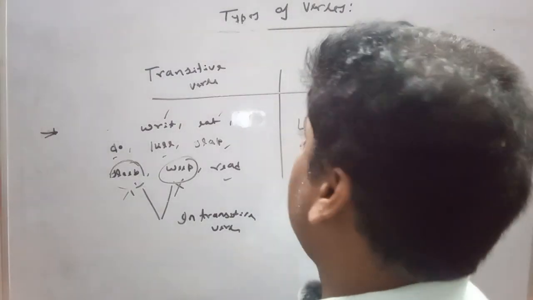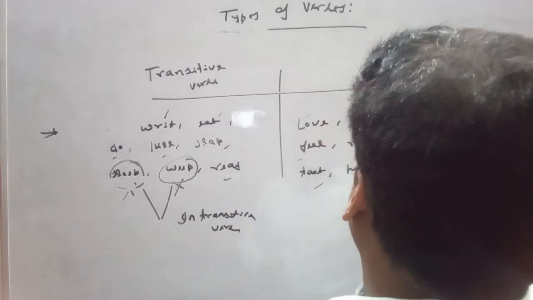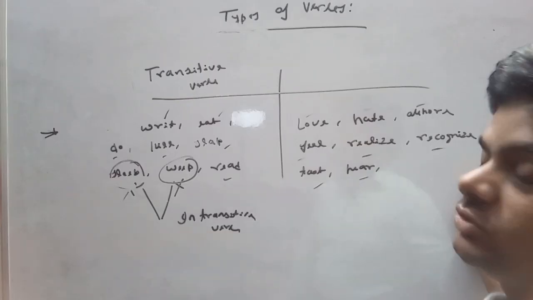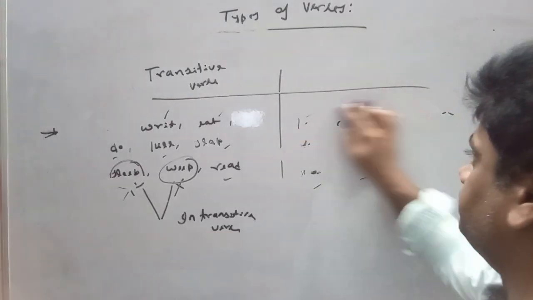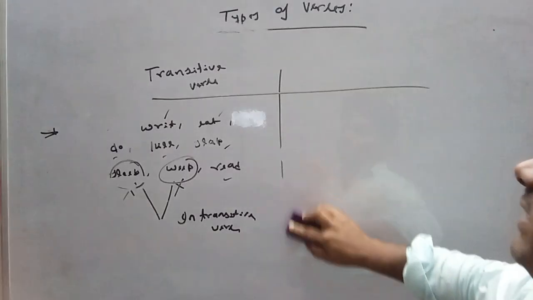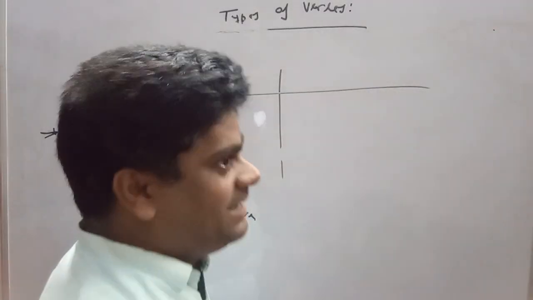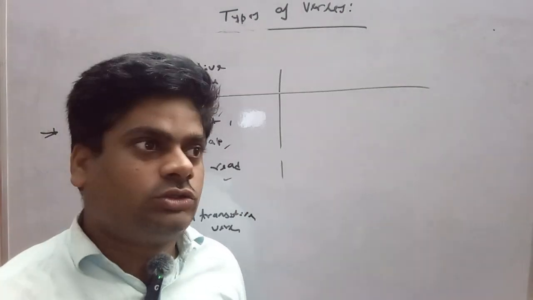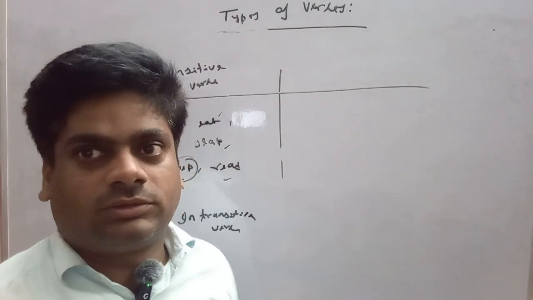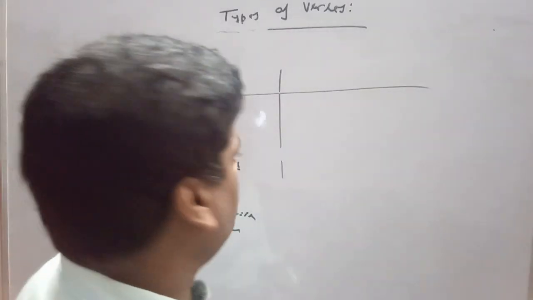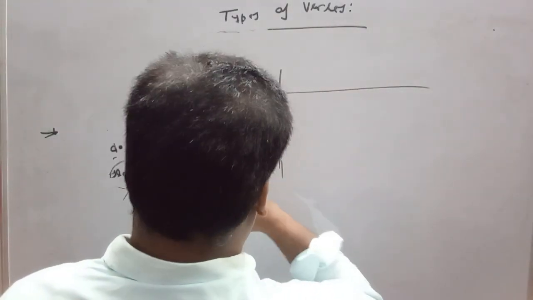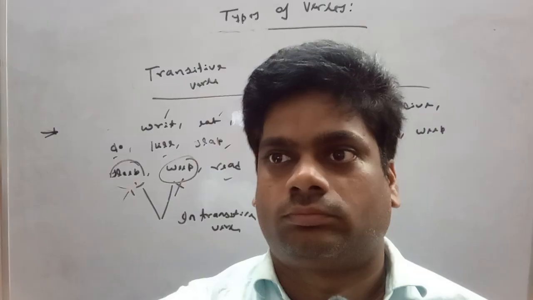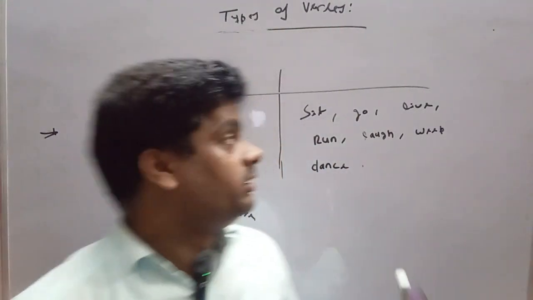Now we are going to discuss some types of intransitive verbs in English. These are the transitive verbs, all these types of verbs are transitive verbs. Now we are going to discuss intransitive verbs in English. We keep those verbs under the category of intransitive verbs which are unable to transfer their action to any type of object.